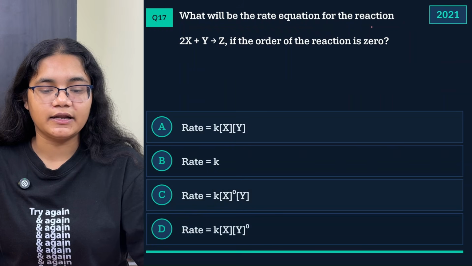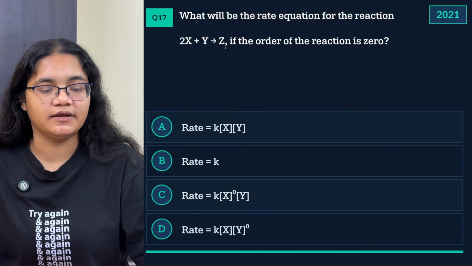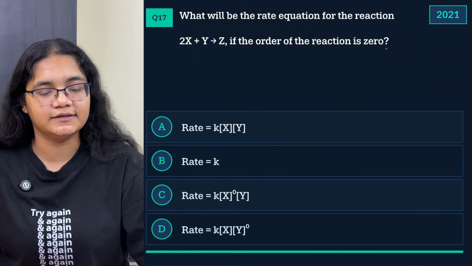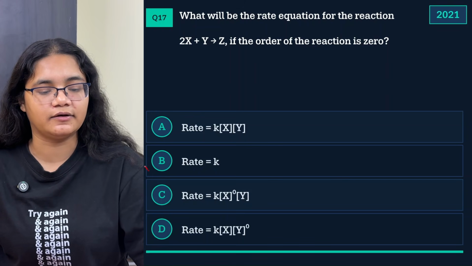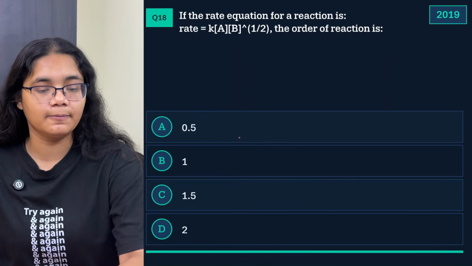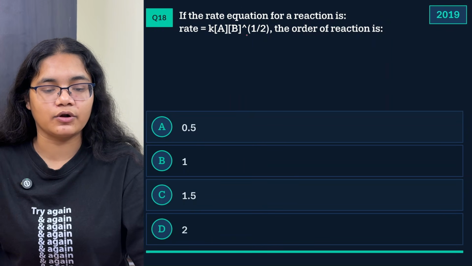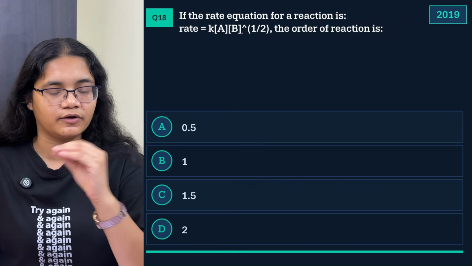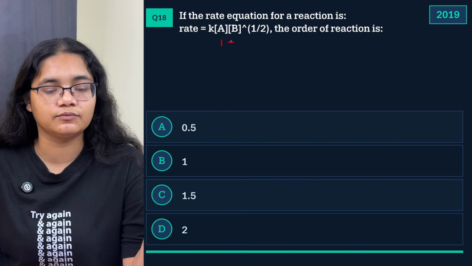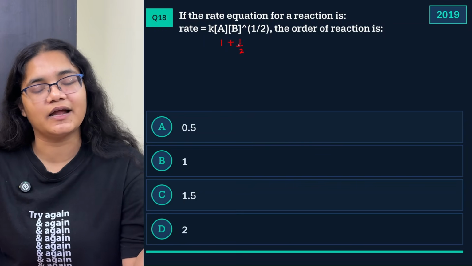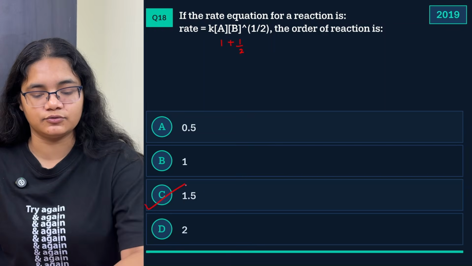Next, what will be the rate equation for the reaction 2X plus Y gives you Z if the order of the reaction is 0? If the order of the reaction is 0, then rate will be equal to k only. Next, if the rate equation for a reaction is given, then the order of the reaction is the overall order. So with respect to A it is 1, and with respect to B it is half. So that gives me 3 by 2 or 1.5. So C here.